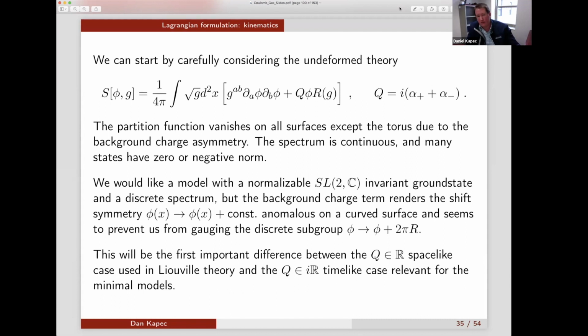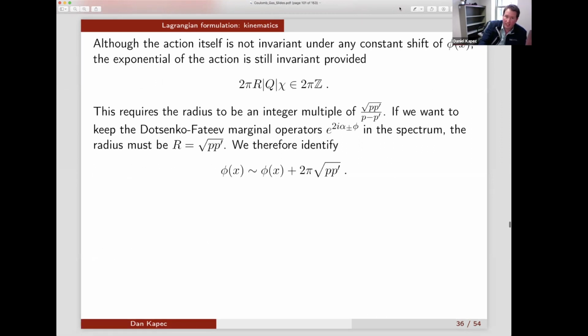But it seems that the background charge prevents you from making the scalar field compact, because this term sitting in the action, which is linear in phi, breaks the shift symmetry. But that's going to be the first important difference between spacelike Liouville and the timelike case that we need, because for us Q is imaginary, which means that although the action itself is not necessarily invariant under a constant shift, the exponential of the action can be, provided that you satisfy a constraint on the radius.